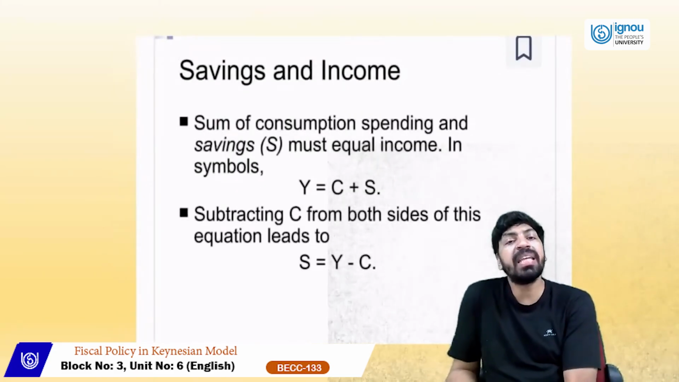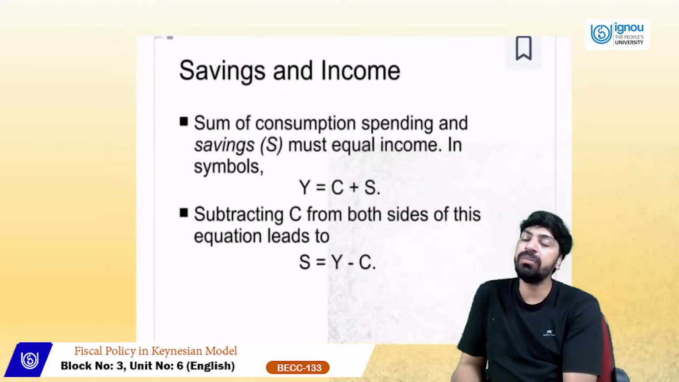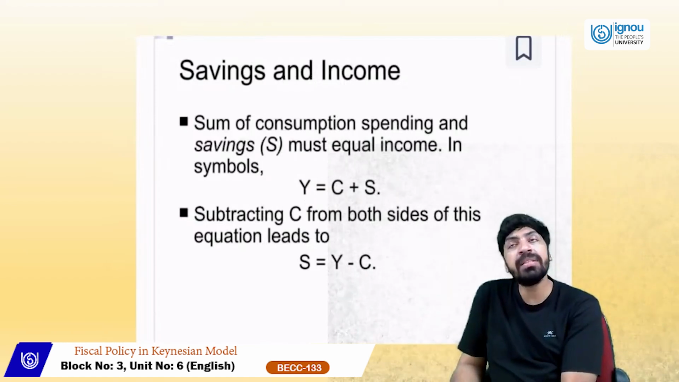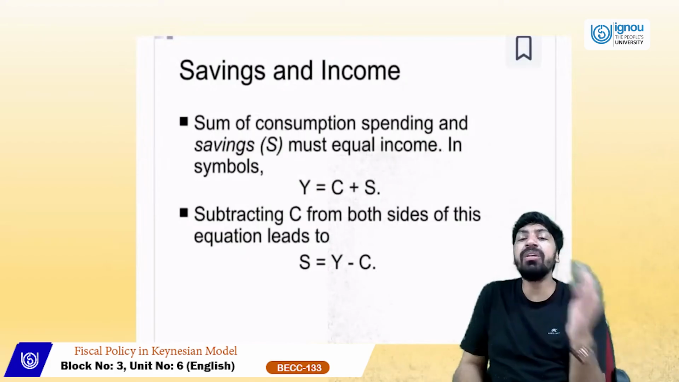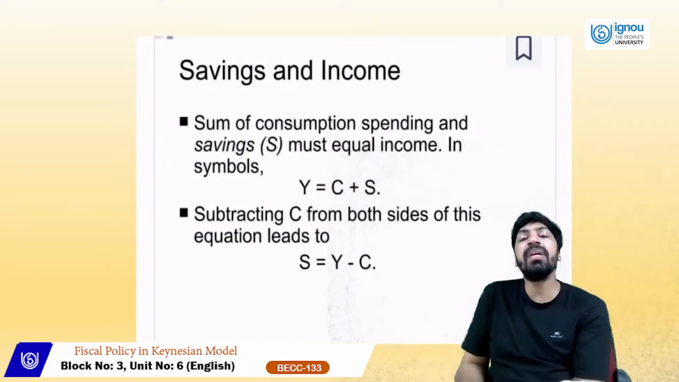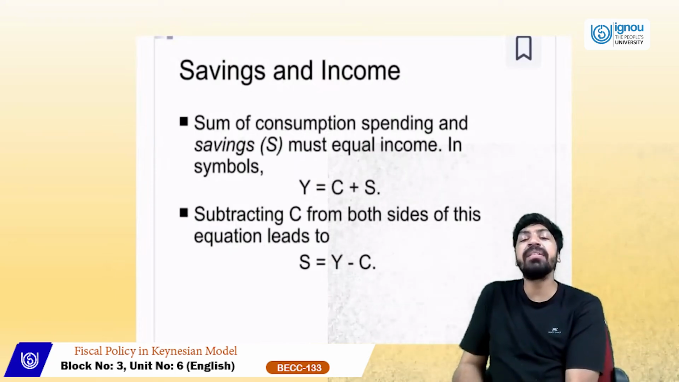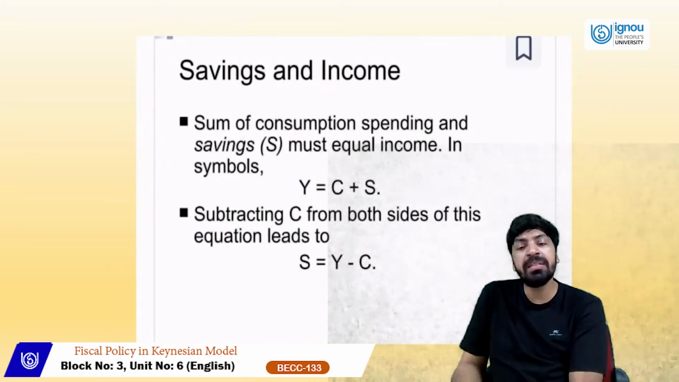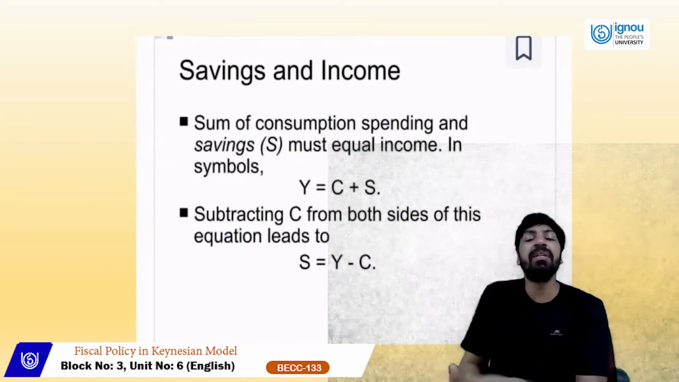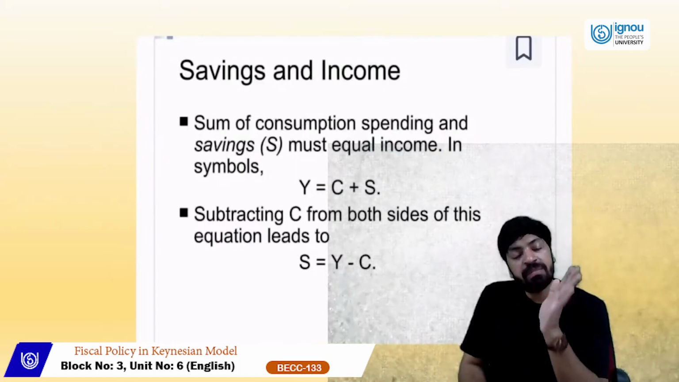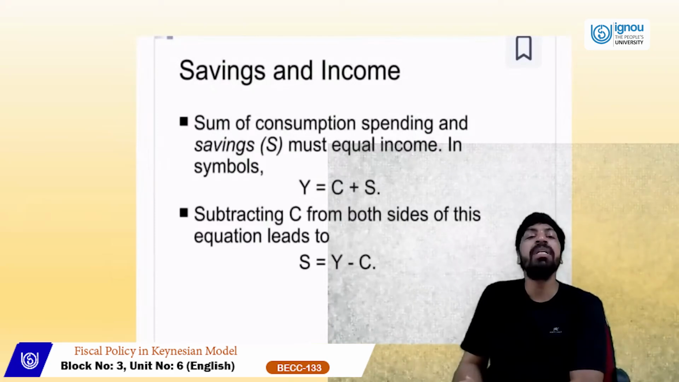Now we talk about savings and income. Income is always equal to consumption plus savings. Substituting in this equation, we get the saving function, that is equal to Y minus C, that means income minus consumption. Whatever your income, whatever your spending level, once you take the difference between these two concepts, you will get the value of savings.